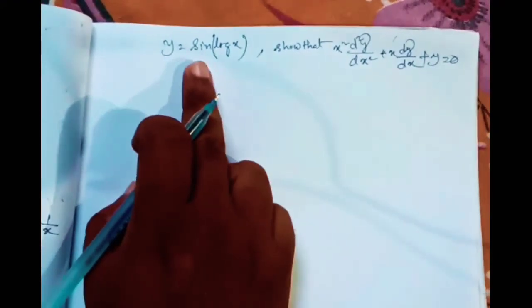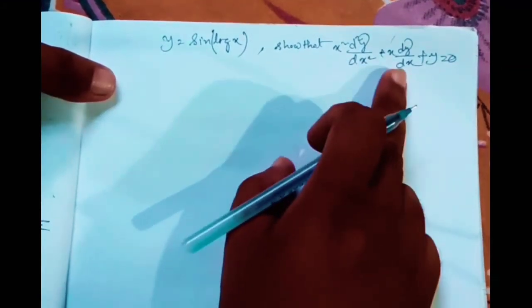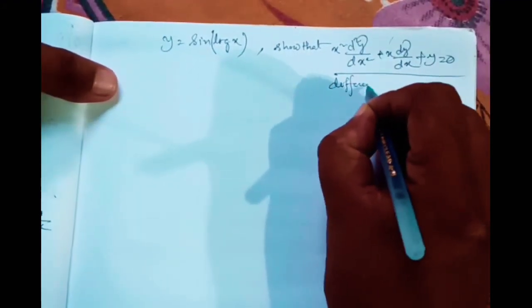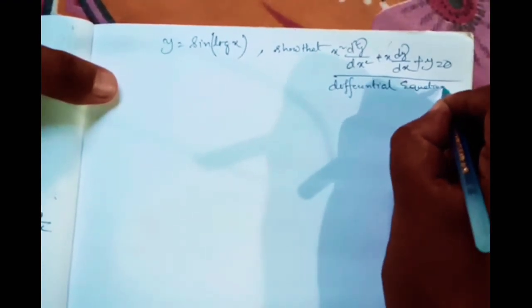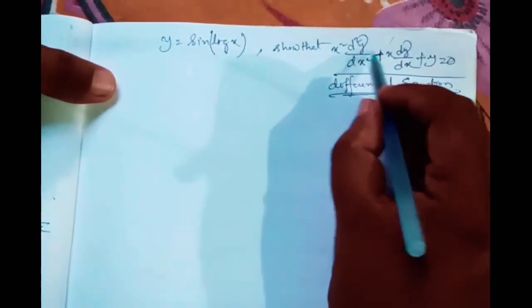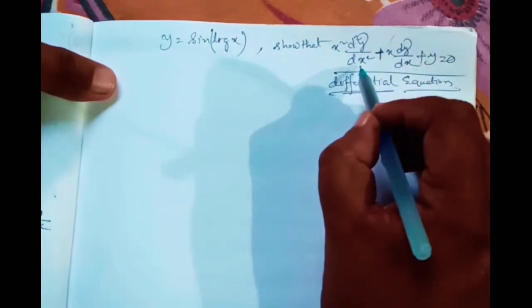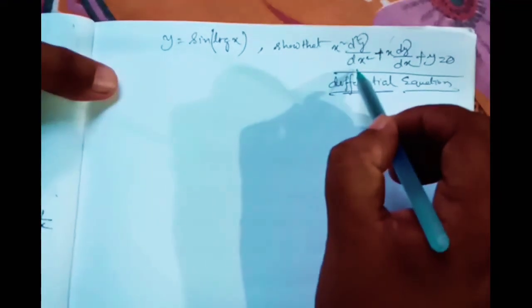Next we have taken one another question, that is if y is equal to sine of log x, then find the differential equation. Differential equation is an equation containing the differential coefficients of y with respect to x together with an equal sign. So it is called the differential equation.